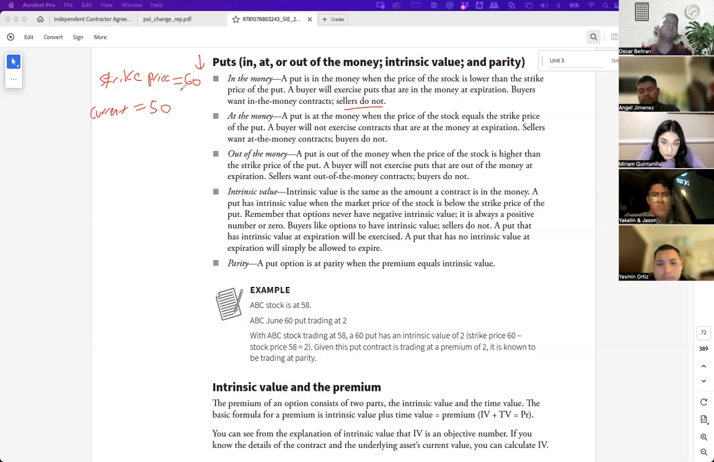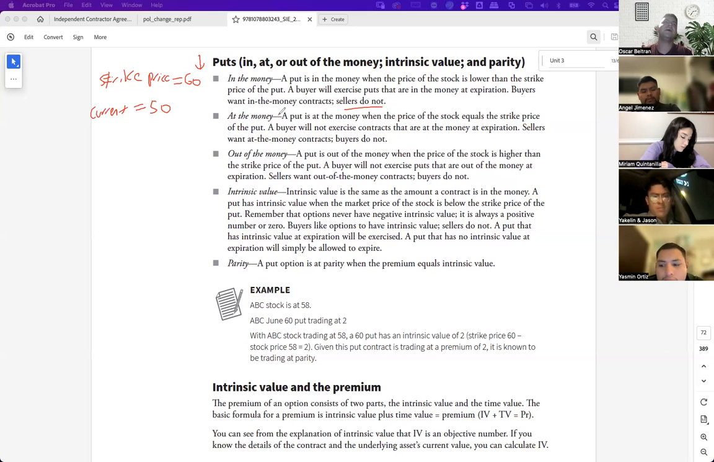So now if our strike price equals 60 and our current market price right now is 50, are we in the money right now? Yes. Yep, we're in the money because we are literally below 60. That's the spot we want to be at. We want to be below 60.